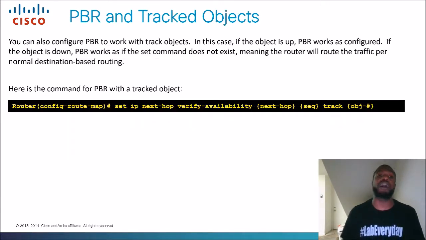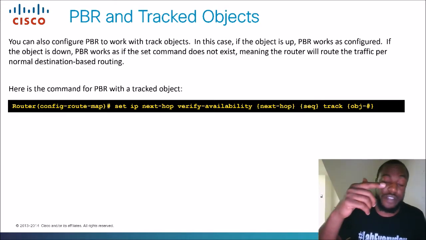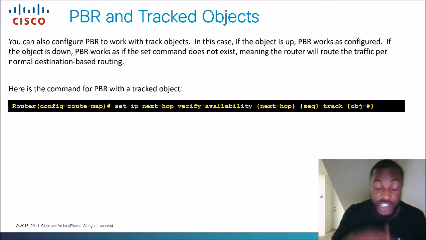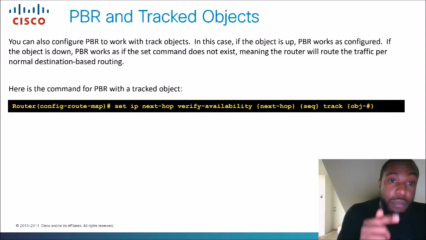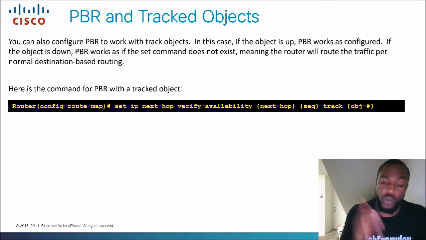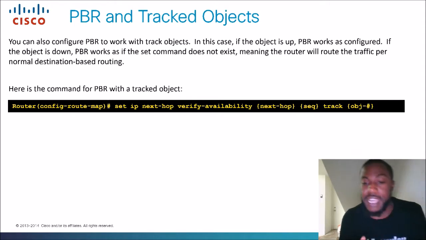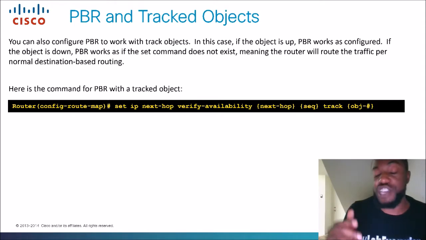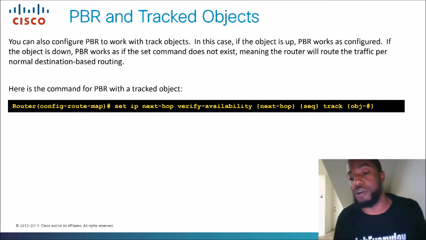We could also combine it with PBR. Again, policy-based routing. If you don't know what that is, look at that video on what I just mentioned, the aforementioned topic. You can also configure PBR to work with track objects. We're going to do a little bit of that today in GNS3. Or not GNS3, I'm sorry, Boson NetSim. Shout out to Boson NetSim.